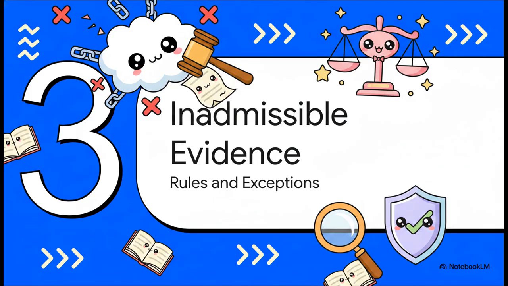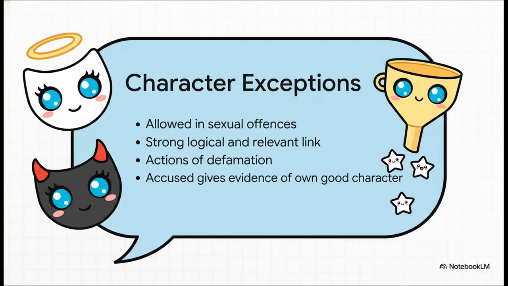Okay, Section 3, Inadmissible Evidence and Exceptions. Let's look at the rules and the exceptions. So what gets caught in the filter? First, character evidence. You generally can't bring up someone's past just to say they have a tendency to do bad things. Just because a guy lied 5 years ago doesn't automatically mean he stole a car today.